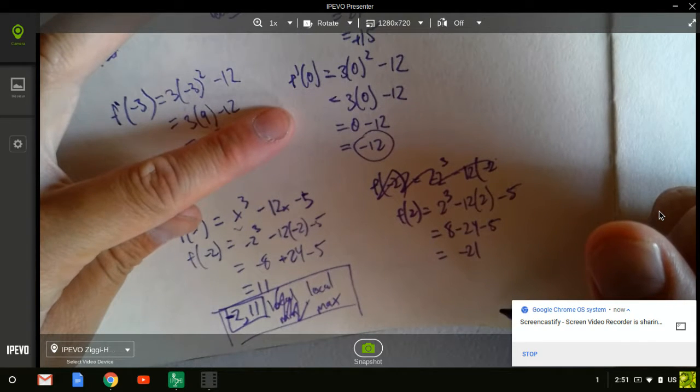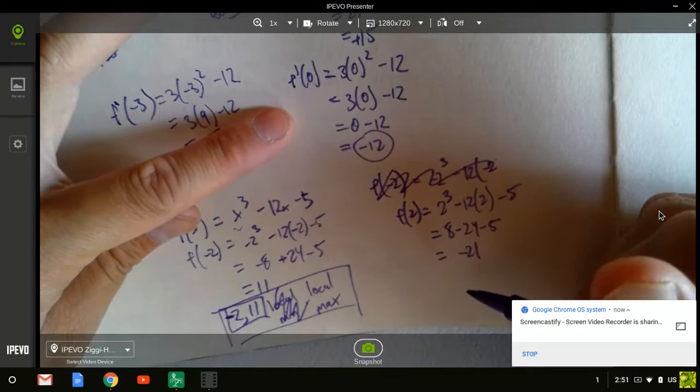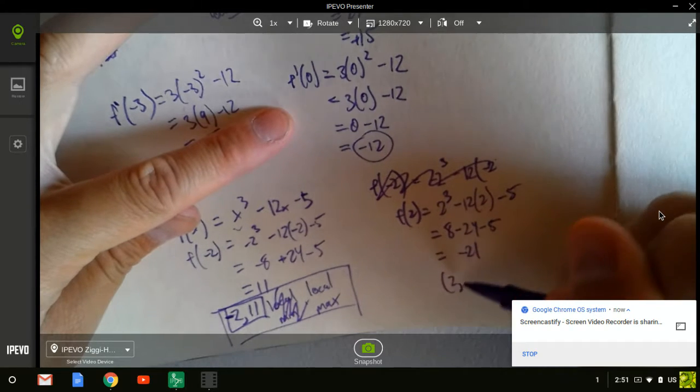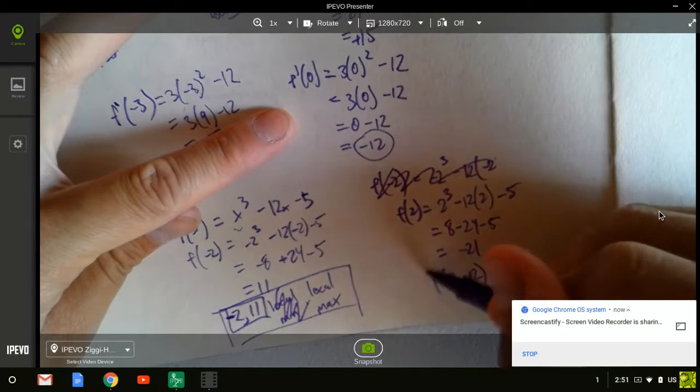8 minus 24. I can't believe I'm faltering on recorded camera. Yeah, it's negative 16 minus 5. That's negative 21. So the coordinate would be 2, negative 21. That is your local min.